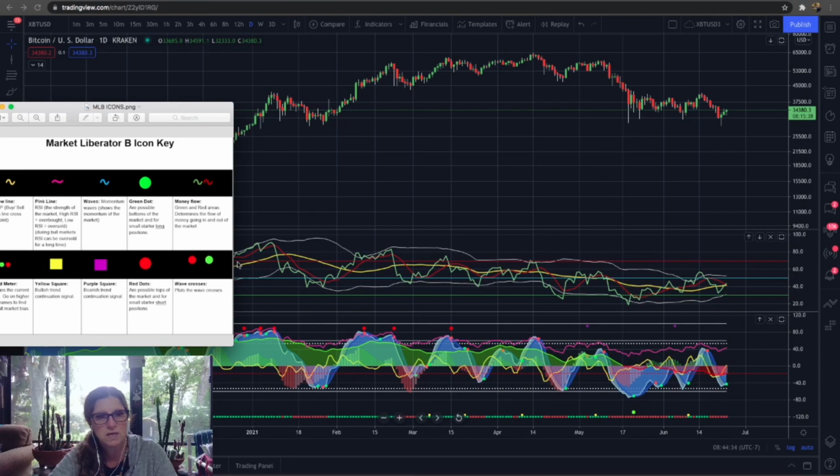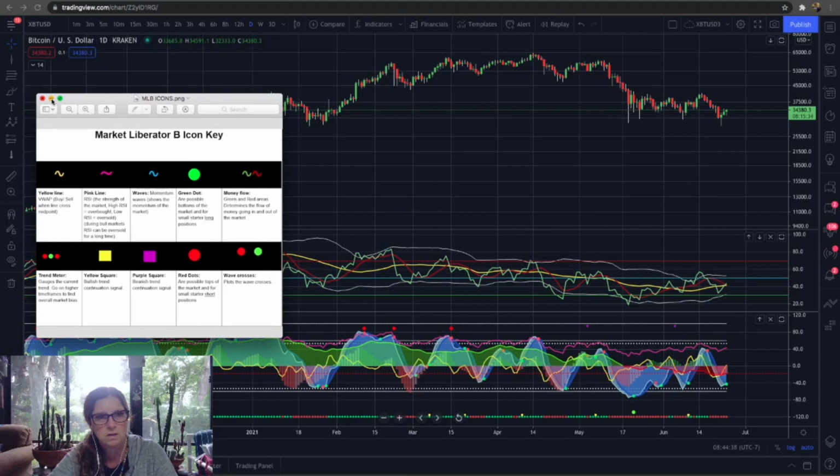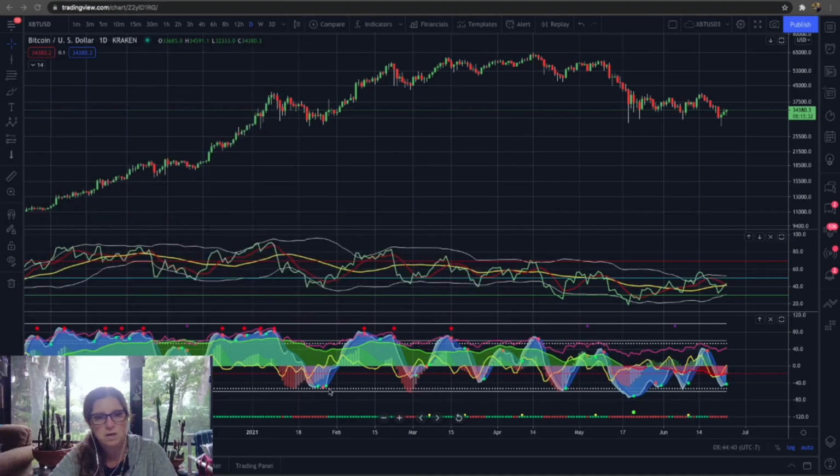And then the last thing is the wave crosses. And that's basically when the white crosses the blue, you're going to get those signals there. So white crossing blue to the downside, red signal. White crossing blue to the upside, green signal.